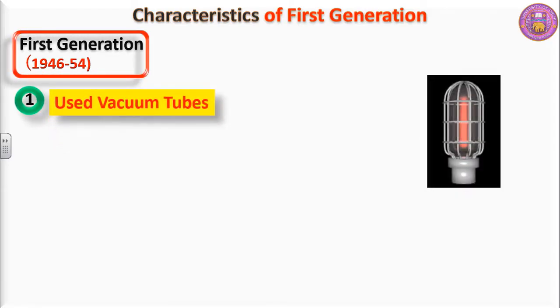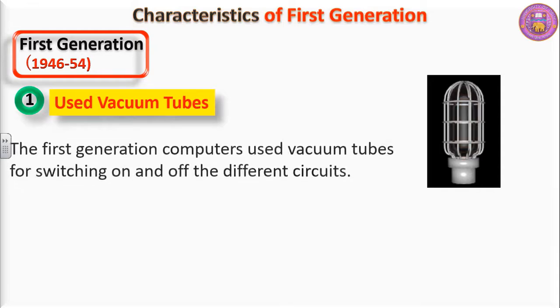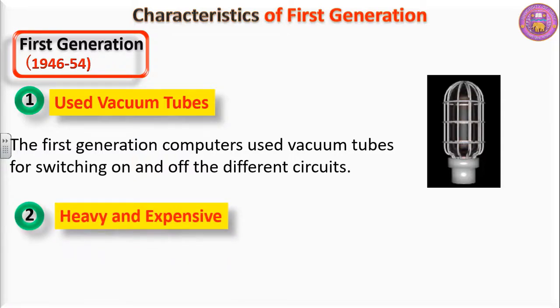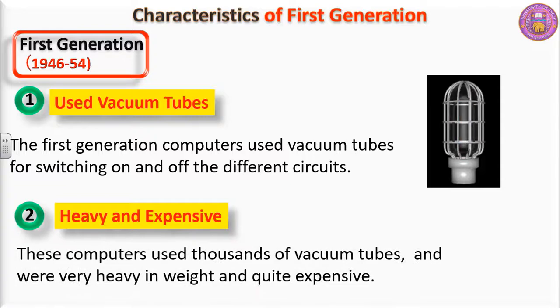Characteristics of first generation computers. First generation computers used vacuum tubes. The first generation computer used vacuum tubes for switching on and off the different circuits. Heavy and expensive. These computers used thousands of vacuum tubes and they were very heavy in weight and quite expensive.